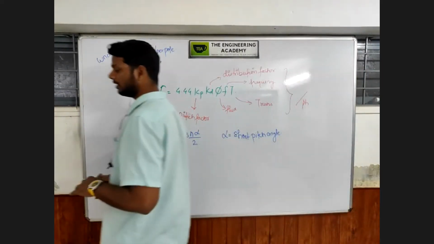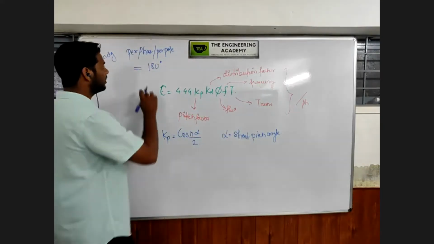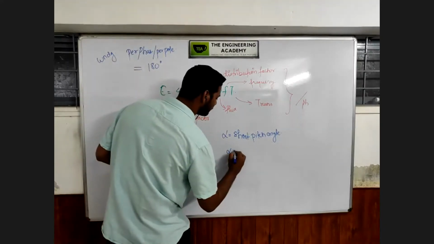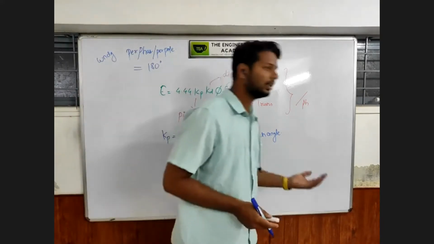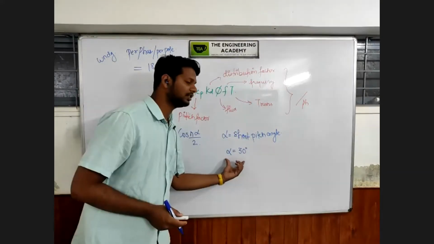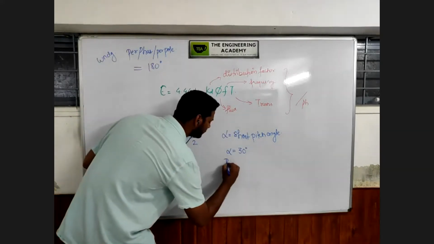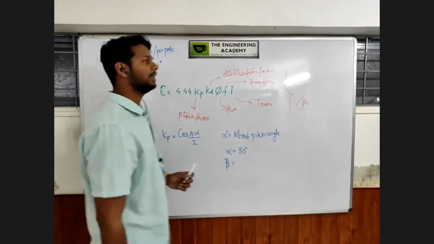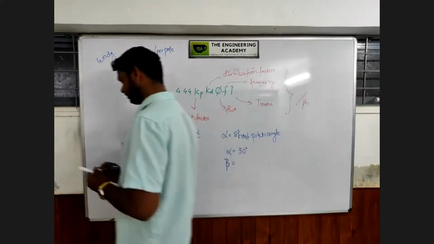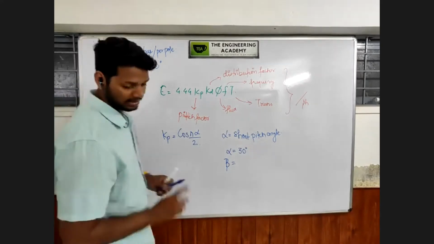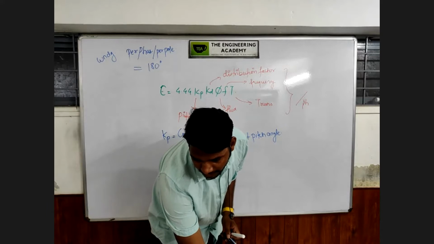If in the question they say the winding is short pitched by, let's say, 30 degrees, then our alpha is 30 degrees. Then there is another term, which is called beta. What do you mean by beta? It is called the winding angle.